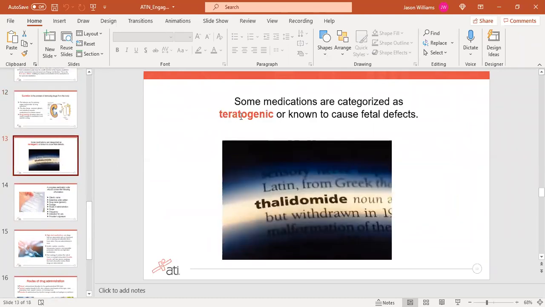Teratogenic medications are medications that can affect a pregnancy and cause fetal defects. So any medication that's considered teratogenic, females shouldn't be taking while pregnant.